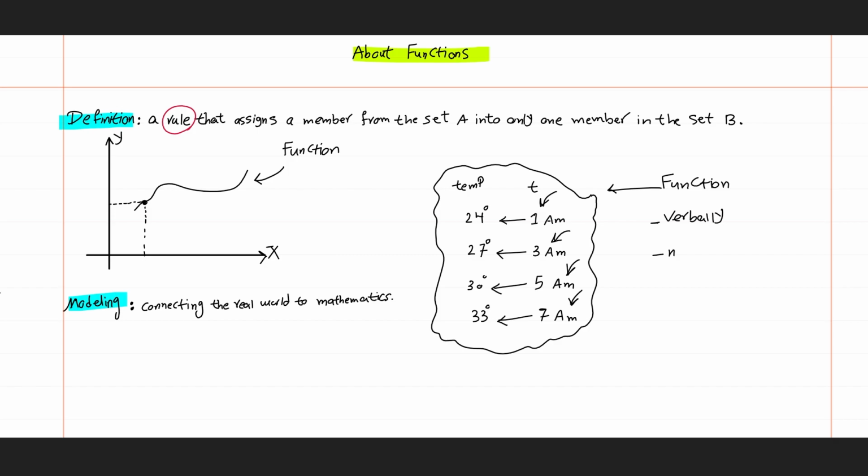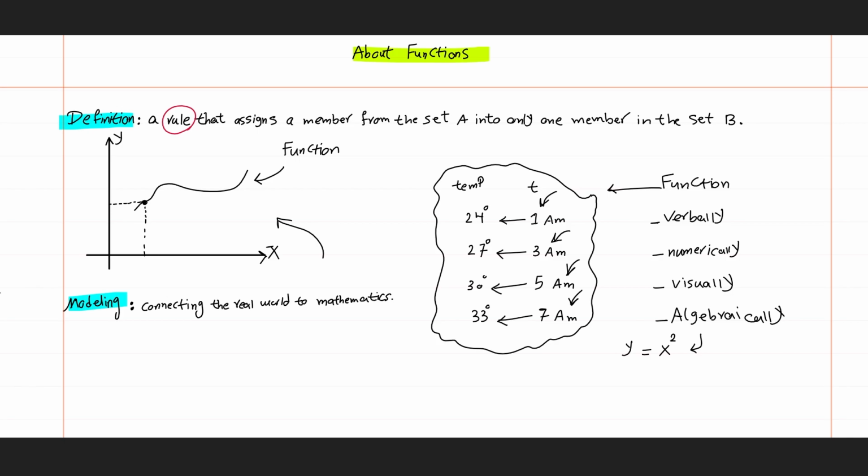The second way of representing functions is numerically, in this table we see here. The third way is visually, using a graph here, and the fourth way is algebraically. We use algebra notation to describe a function. For example, y equals x squared. In this case, for every input, the input gets squared and results in the output.